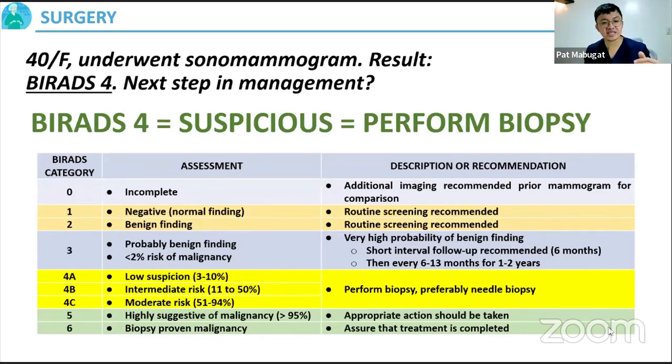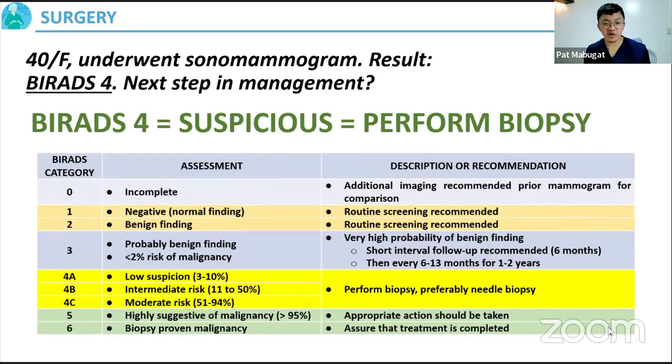So here we have 6 levels, but we actually have 7 categories because you include 0 there. 0 is incomplete, so you repeat the imaging. 1 and 2, 1 is normal, 2 is benign. So what do you do? You do a routine screening on the patient. 3 is probably benign. 4 is probably malignant. 5 is highly suggestive of malignancy. And 6 is biopsy-proven malignancy. Again, 1 and 2, routine screening. 3, you do short interval follow-up. So instead of annual, you abbreviate it to 6 months.